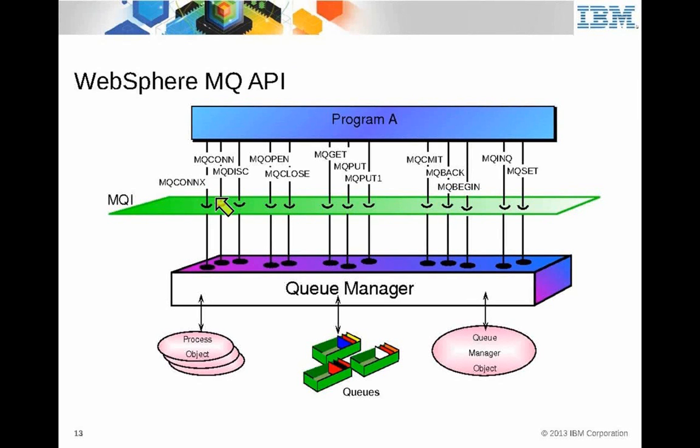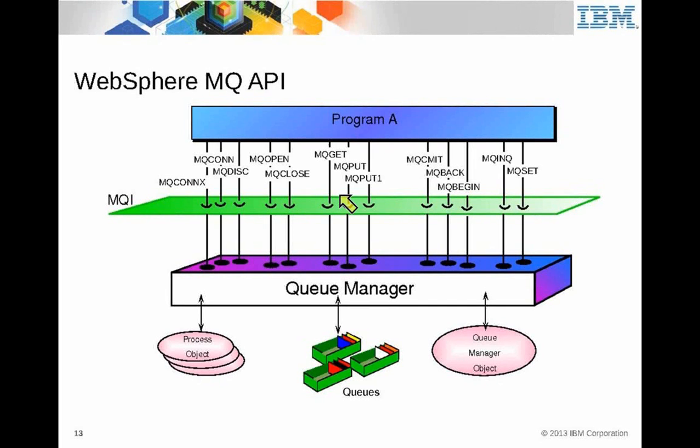We'll just let that go with that for now. MQ open and MQ close. So once you've connected to a queue manager, if you want to do something with a queue, you open the queue, and when you're done, you close the queue. So MQ open, MQ close are what you use to get a hold of a queue.